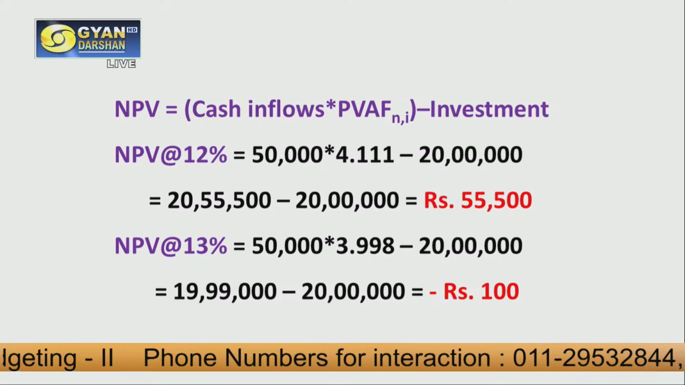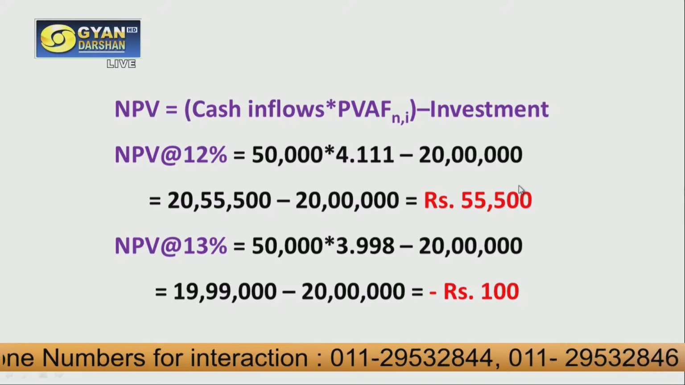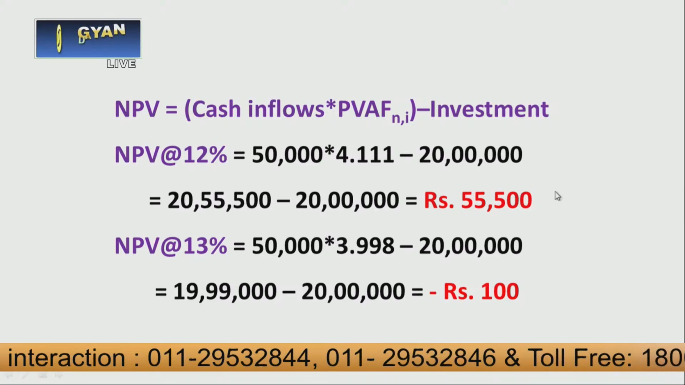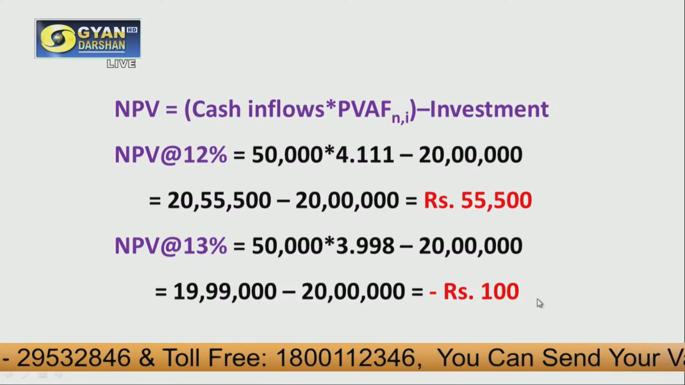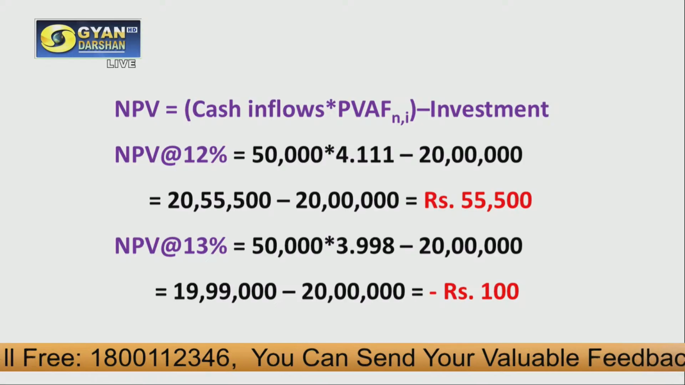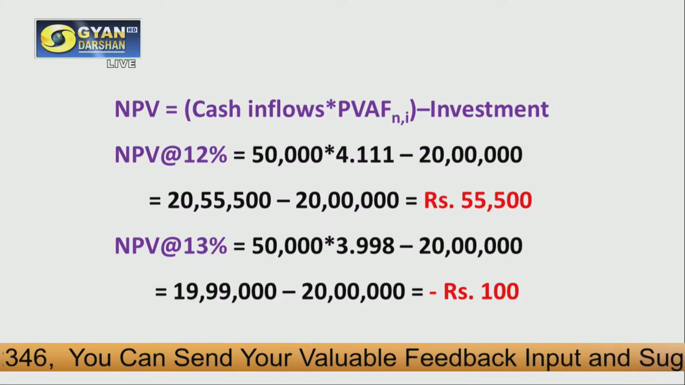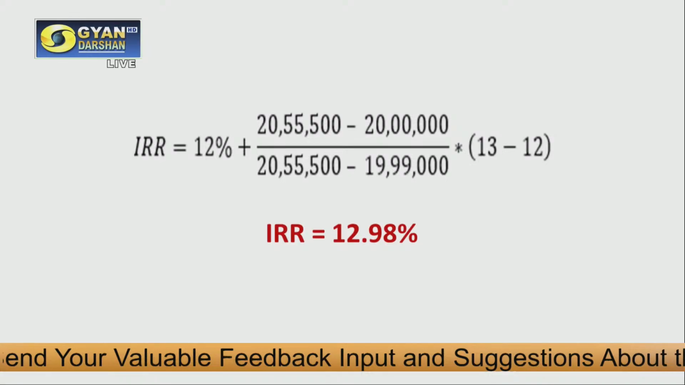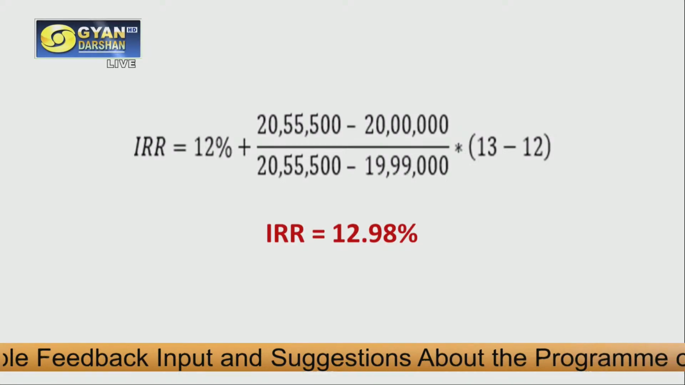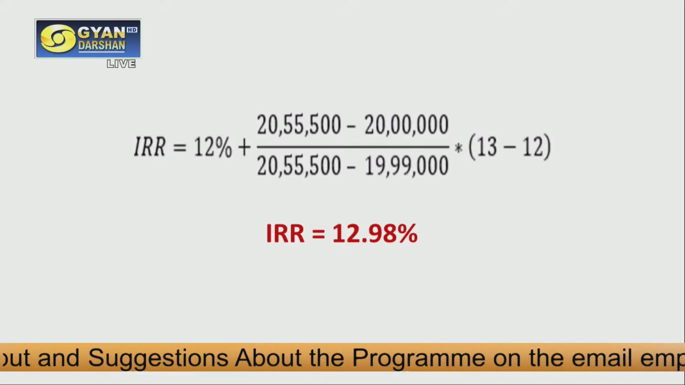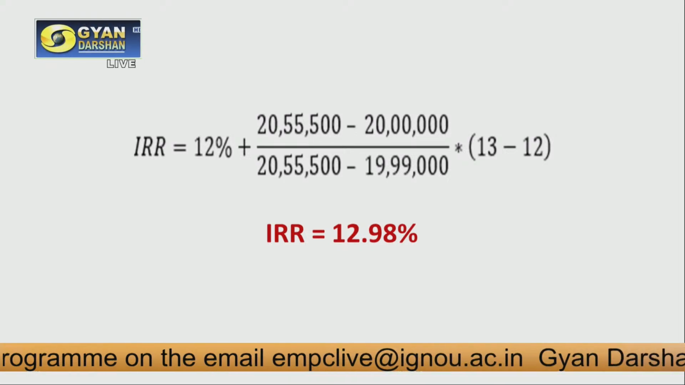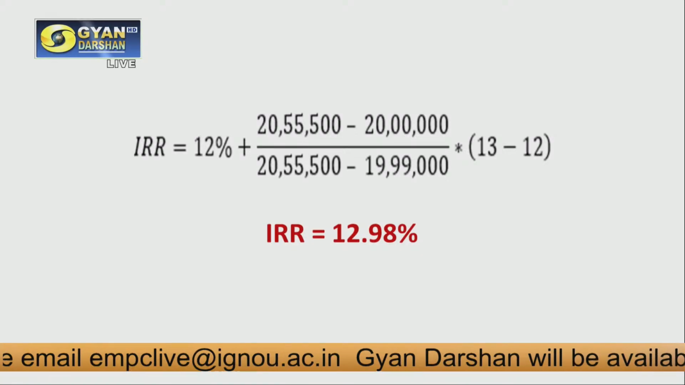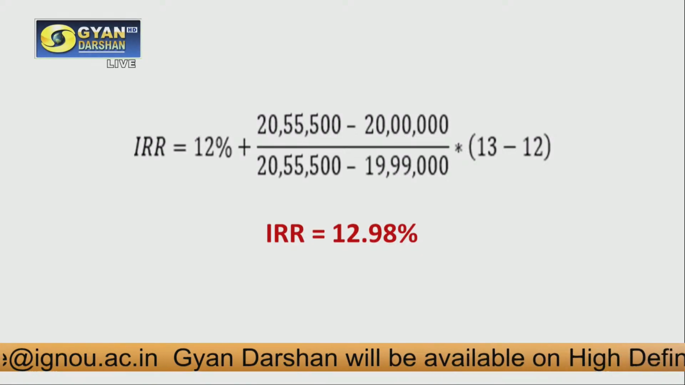I need that IRR. So my IRR will lie somewhere between 12 and 13%, because at 12% my NPV is positive, but at 13% my NPV is becoming negative. So I need to find out where between 12 to 13% my IRR is lying. For that, I need to follow one step that is known as interpolation. I need to find out that particular rate, somewhere between 12 to 13%, which will make my NPV 0.